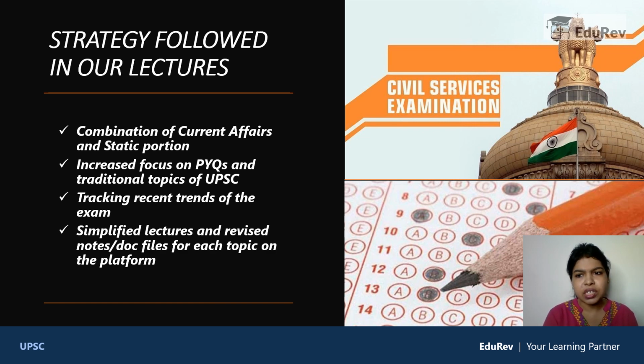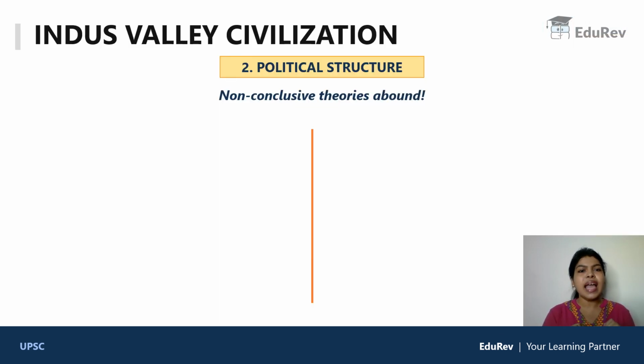With that as an introduction, let us move forward to the actual part of today's module, which is after town planning, we are going to read about the political structure of Indus Valley Civilization. Non-conclusive theories abound, which means that essentially what sort of political structure ruled the Indus Valley, that we are not yet clear.